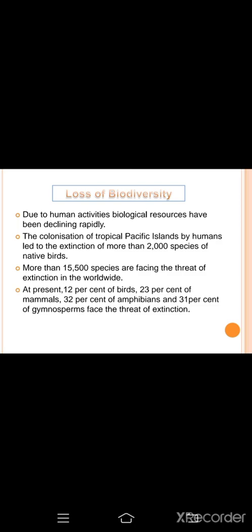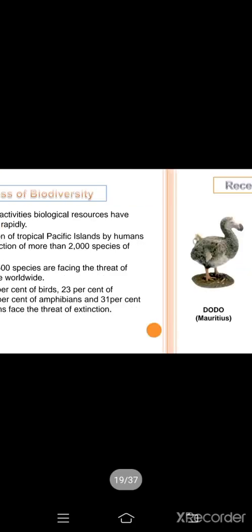More than 15,500 species are facing the threat of extinction worldwide. Till now, 15,500 species are facing the threat, meaning that many plants or animals are almost getting destroyed. At present, 12% of birds, 23% of mammals, 32% of amphibians and 31% of gymnosperms face the threat of extinction. So much extinction is happening till here.